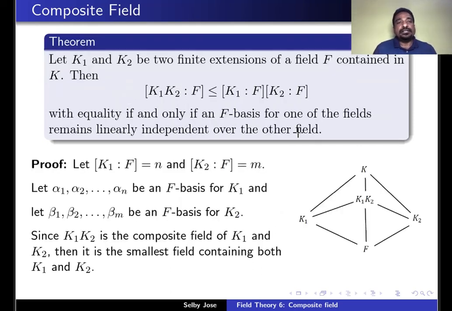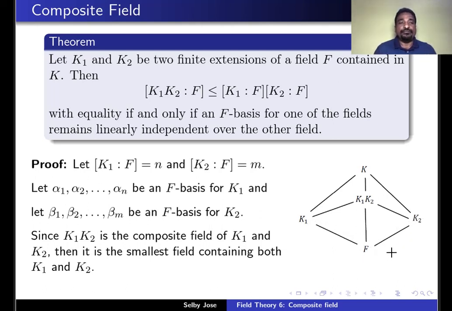Let us see the degree of the extension K1K2 over a field. Let K1 and K2 be two finite extensions of a field F contained in a field K. Then the degree of the extension K1K2 over F is less than or equal to the degree of the extension K1 over F times the degree of the extension K2 over F.